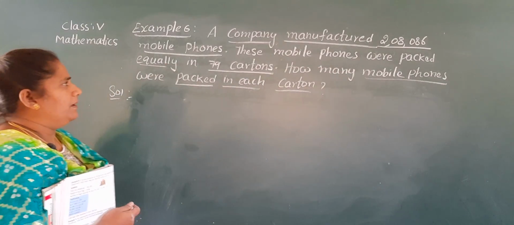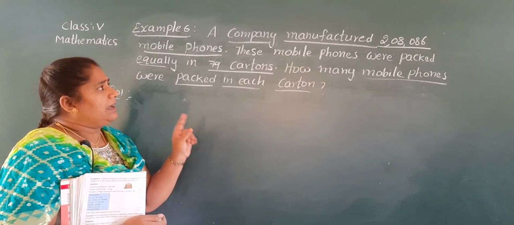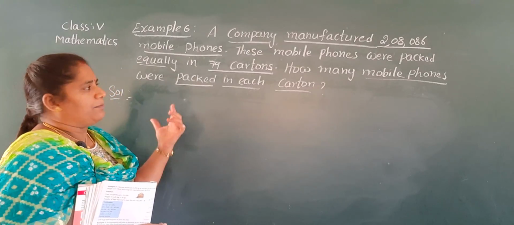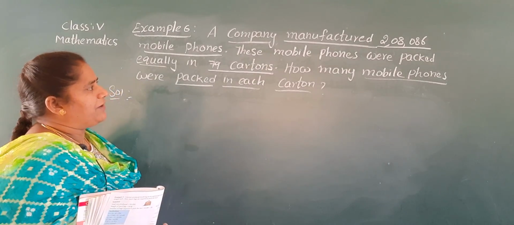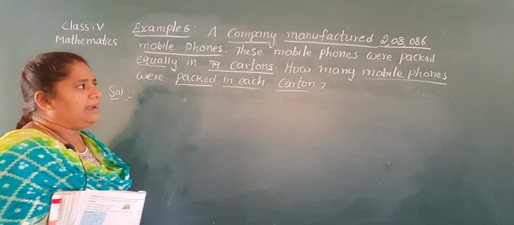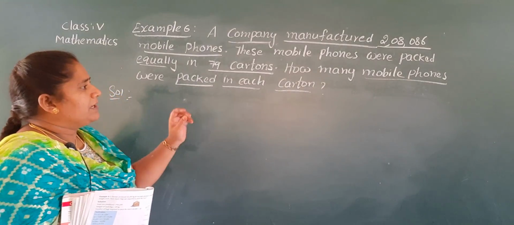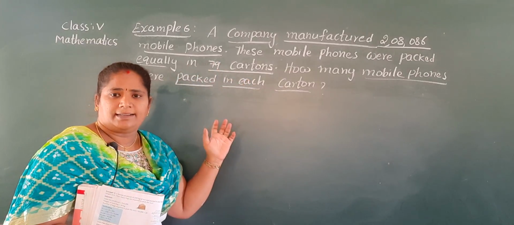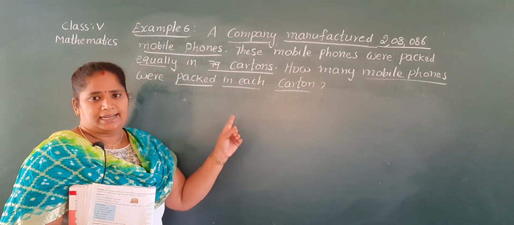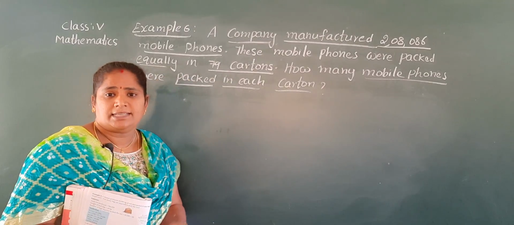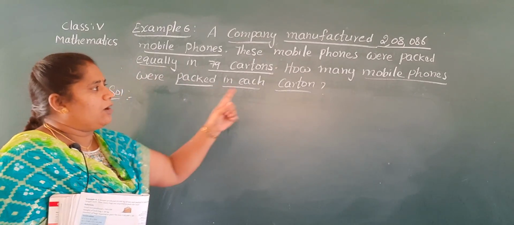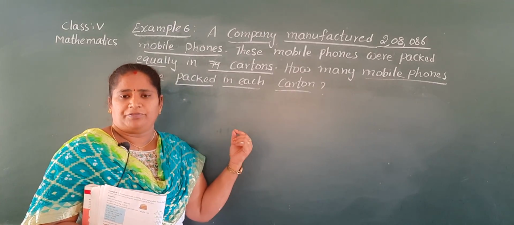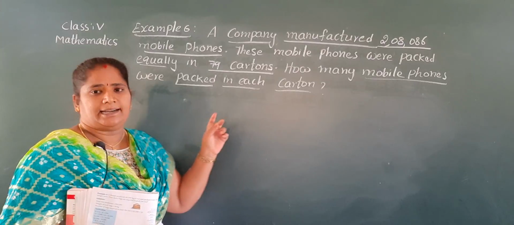So this is the problem. Again I will explain. A company manufactured 2,08,086 mobile phones. How many mobile phones were manufactured by the company? Yes, 2,08,086. So these mobile phones were packed equally in 79 cartons. How many cartons are given? 79. Equally means? Yes, division. And now how many mobile phones were packed in each carton? So now we have to find the number of mobile phones packed in each carton.